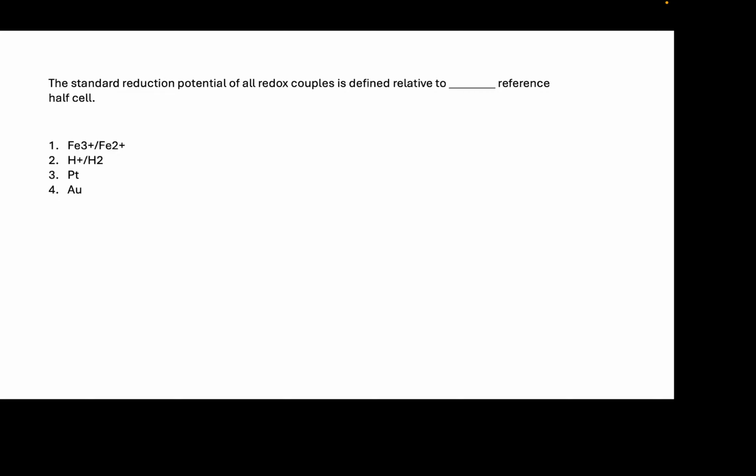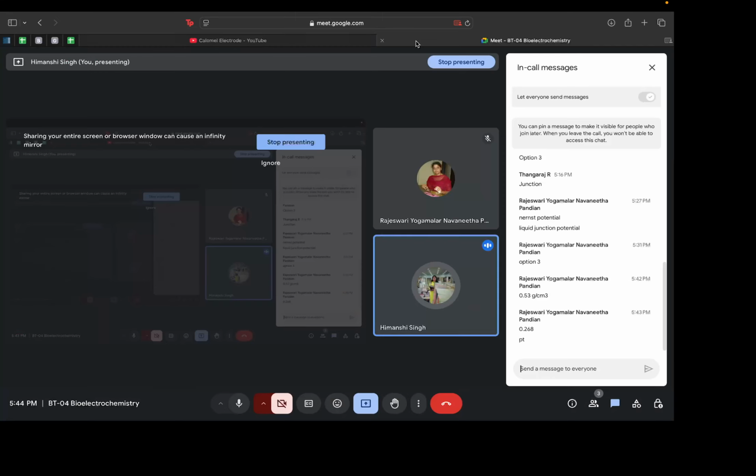The last question for today is, the standard reduction potential of all redox couples is defined relative to blank reference half cell. Yeah, so this is an interesting one. It was also discussed in this week's lecture. So the standard reduction potential of all redox couples is defined relative to which half cell reaction? Fe3 plus to Fe2 plus, H plus to H2, Pt or Au? Anyone wants to attempt?